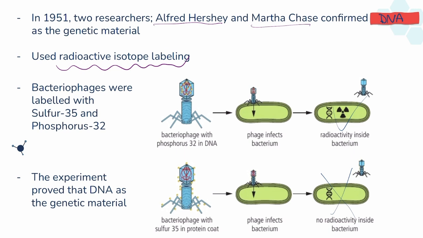Two bacteriophage viruses were labeled with sulfur-35 and phosphorus-32 isotopes. Sulfur-35 indicated protein as the genetic material, while phosphorus indicated DNA. After labeling, both bacteriophages infected the bacterium E. coli. As a result, the E. coli infected with phosphorus-32 showed radioactivity, while the E. coli infected with sulfur-35 did not. Since phosphorus is found in DNA and is the indicator of DNA, this result proved that DNA was the universal genetic material.